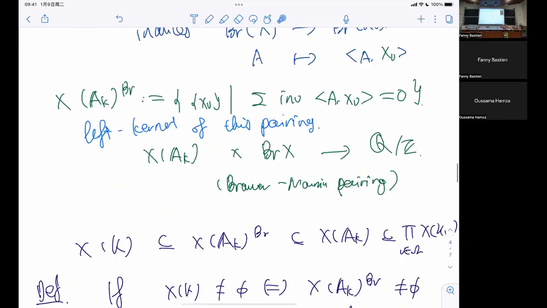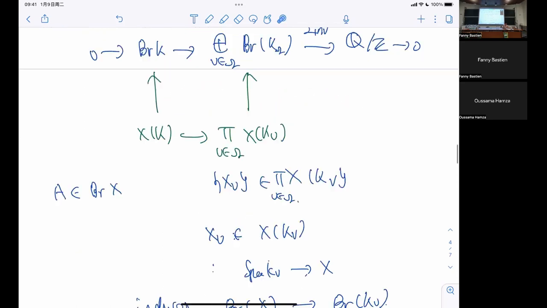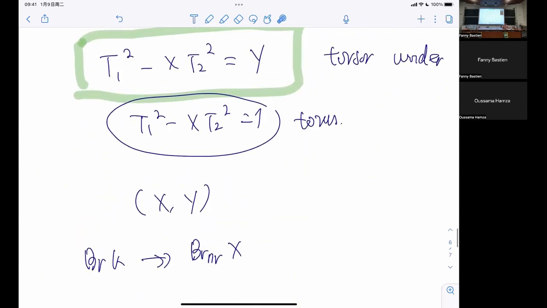Because it's exactly again this diagram. If we do have a surjection here, in some sense it means that it would always vanish here. Whenever I take an element, it comes from an element here, and so of course it would vanish here. In this case, we cannot look for elements in the unramified Brauer-Manin group. And so how do we detect if one element is unramified or not?